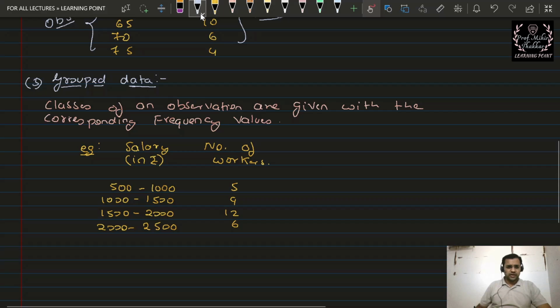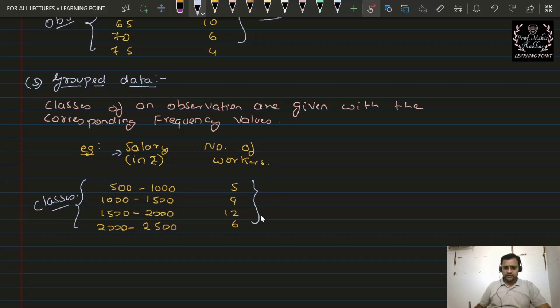So over here, I am given the classes of the observation, which is the salary, and these are your corresponding frequency values. So this will be my required group data. So guys, it is very important for us to understand what exactly is the type of data which is given to you in the question, because based on that only you would be able to apply the corresponding formula for a certain partition value that we will be covering in our further videos.